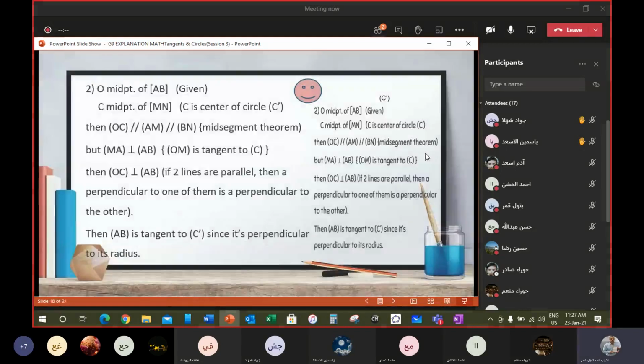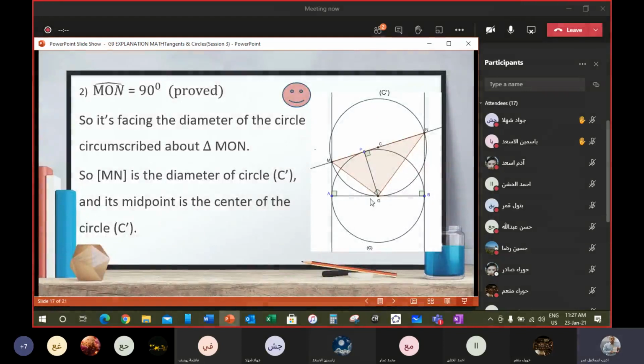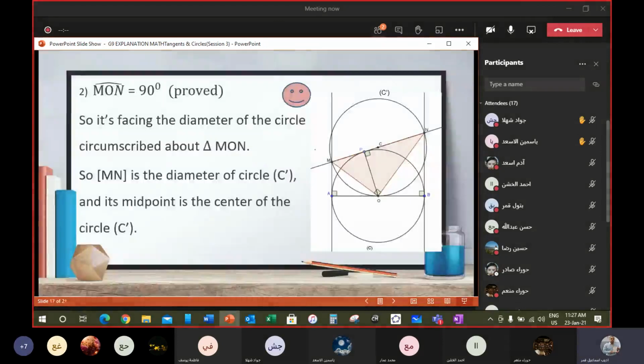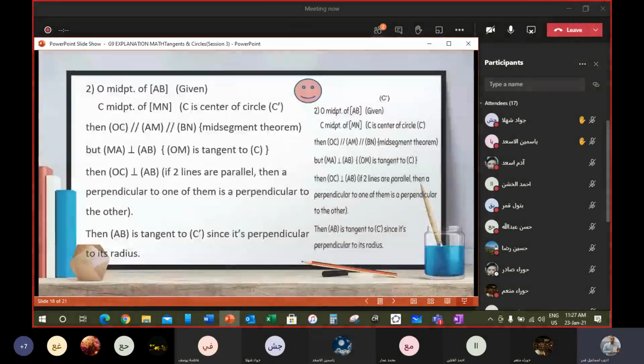Okay, but MA is perpendicular to AB, by the property of tangency. Then OM is the bisector of A. Okay, OM is tangent to C, then OC is perpendicular to AB. If two lines are parallel, then a perpendicular to one of them is perpendicular to the other. Then AB is tangent to C prime since it is perpendicular to the radius, by the converse of the property of tangency.